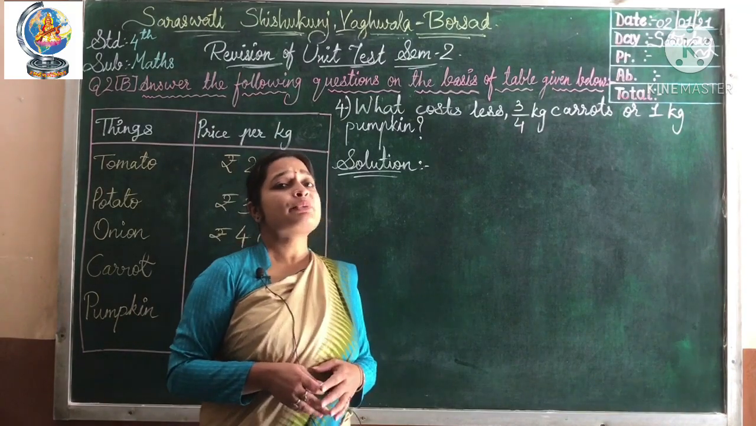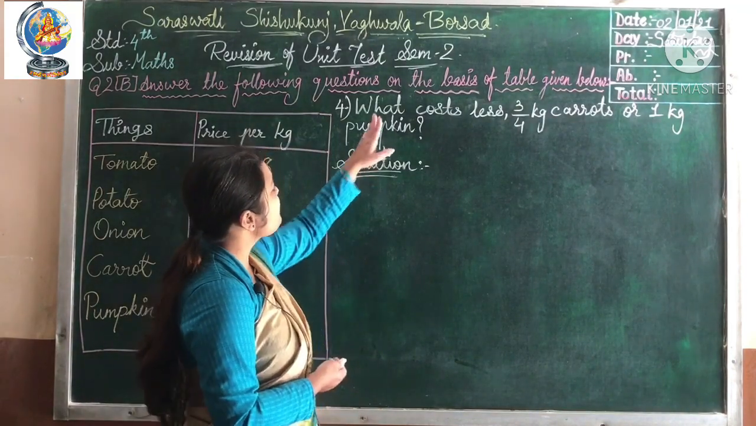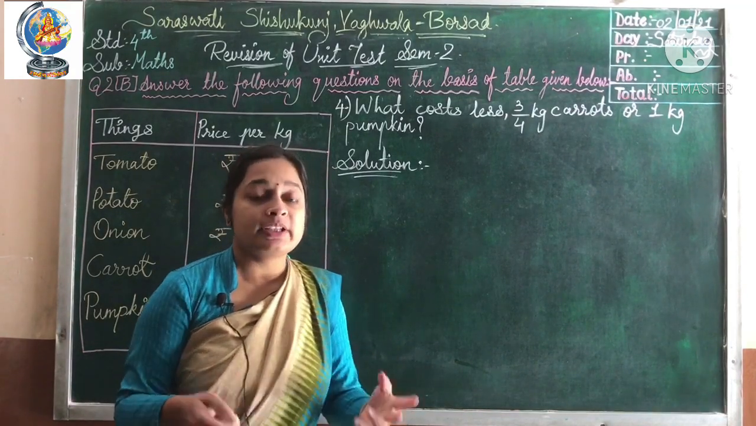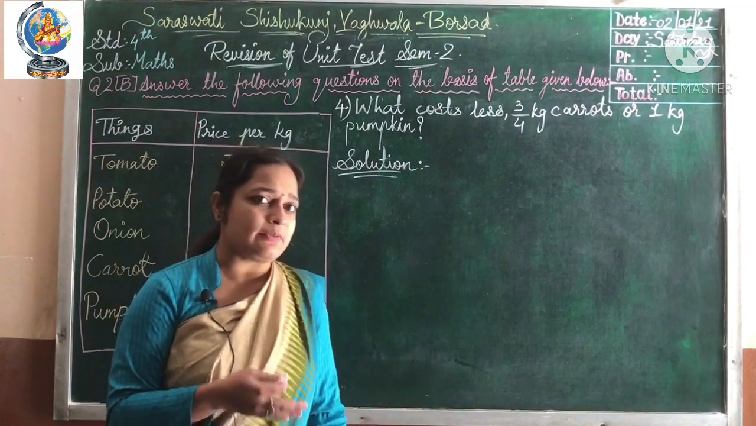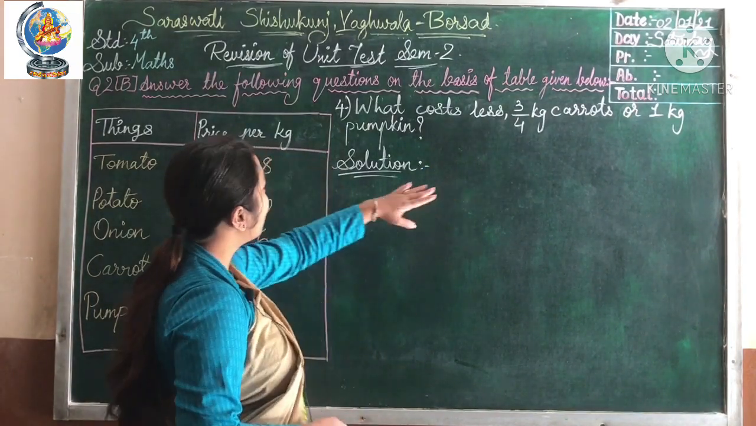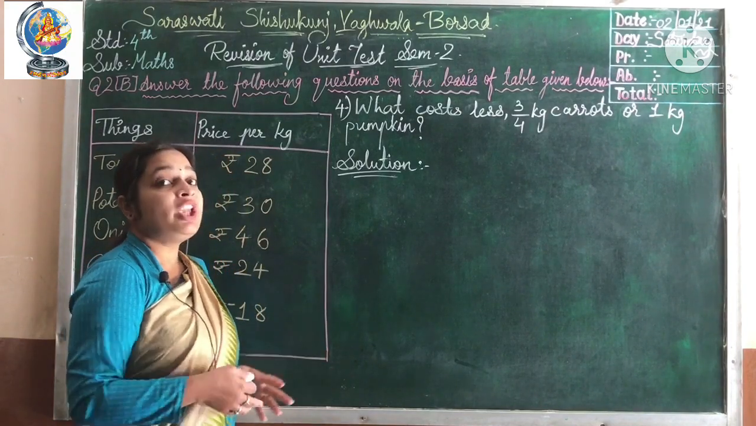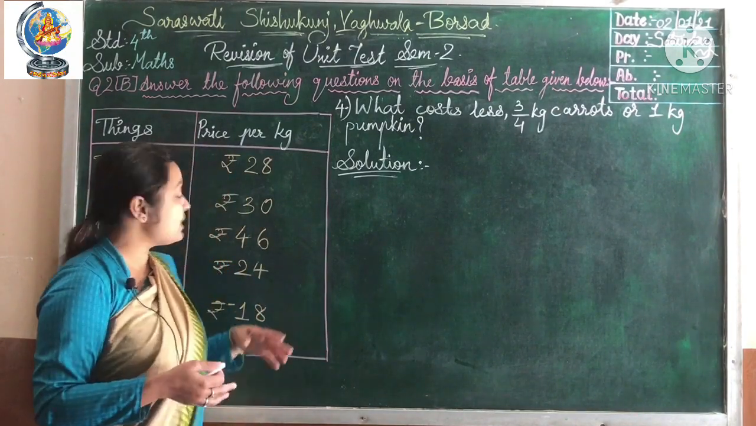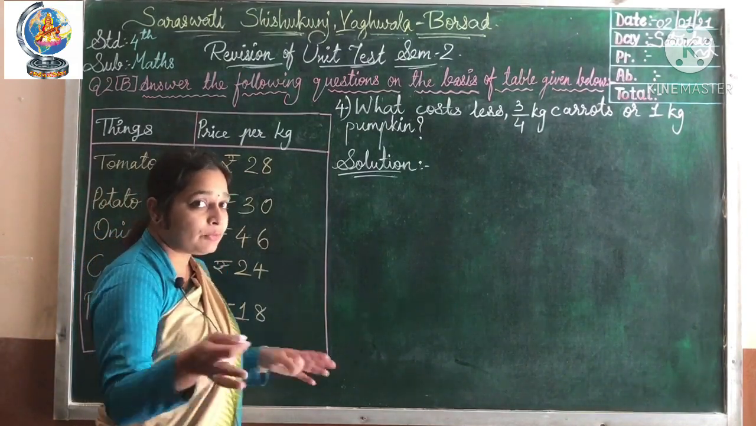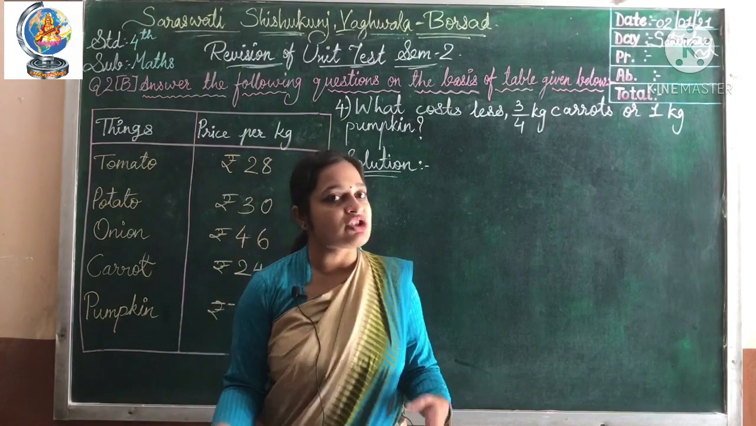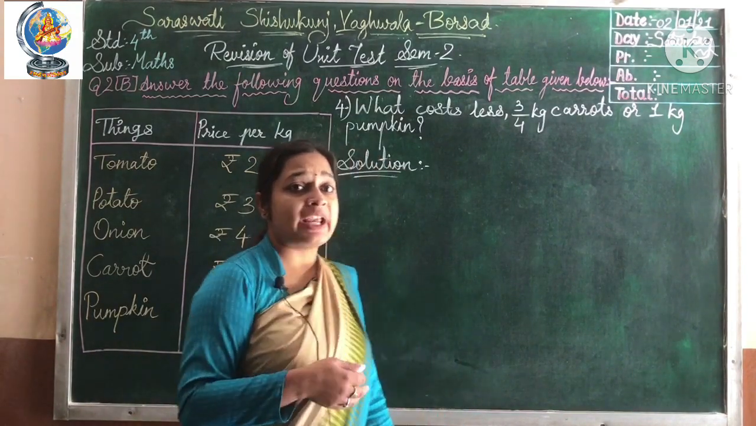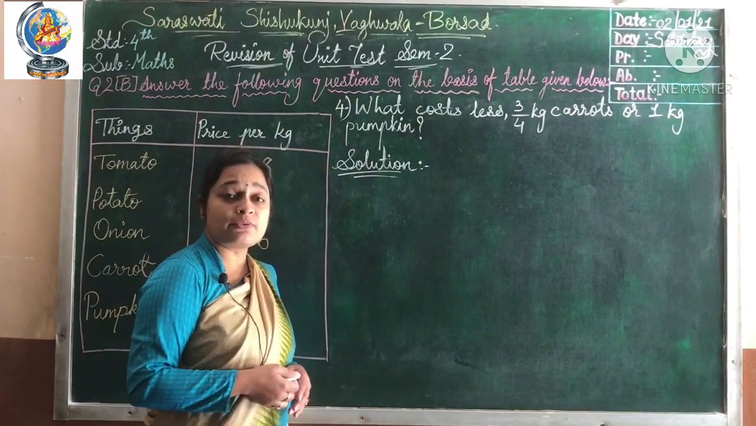Let's move towards our fourth number sum. The question is, what costs less? In the third number we had seen more, that is, which price is more, right? Now let's see for less. 3/4 kilogram carrots or 1 kilogram pumpkin. Instead of carrot and pumpkin, you can be asked any vegetables which are given in the table, okay, for the exams. Even in the worksheets there will be different questions for you, okay? So don't get confused. Let's see the solution of number 4.